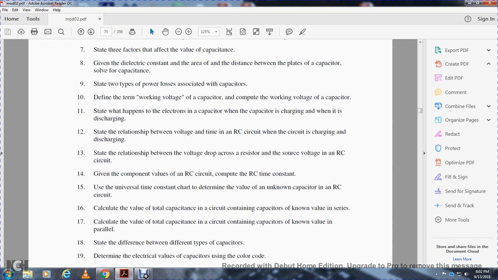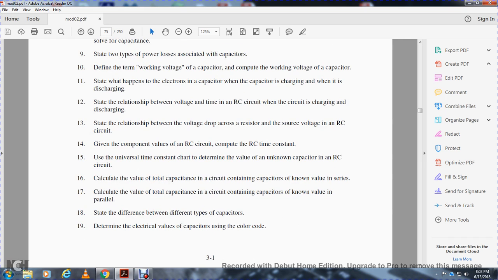State the difference between the different types of capacitors. Determine the electrical values of the capacitor using the color code.